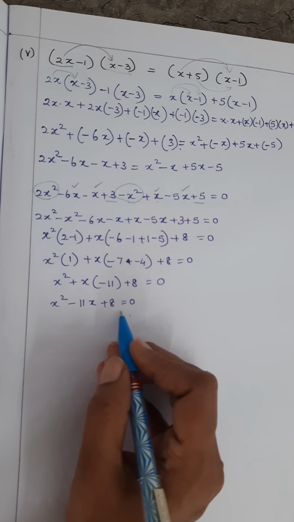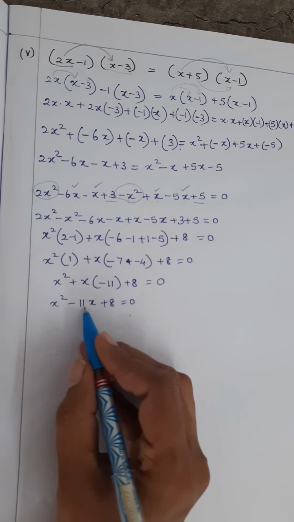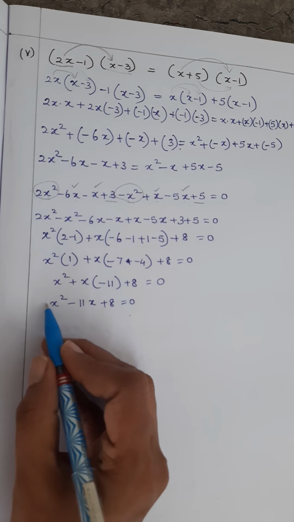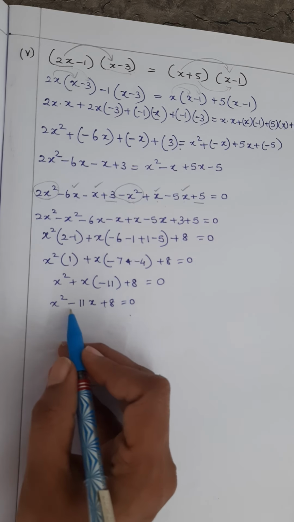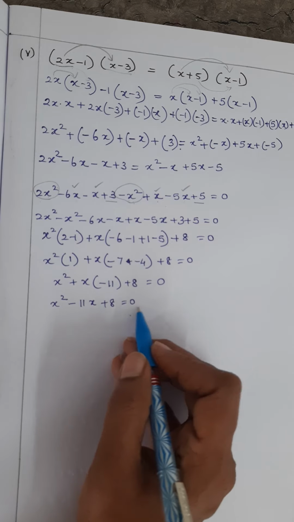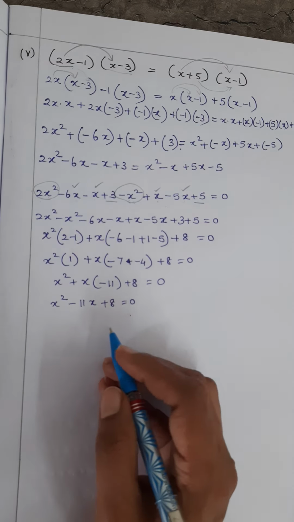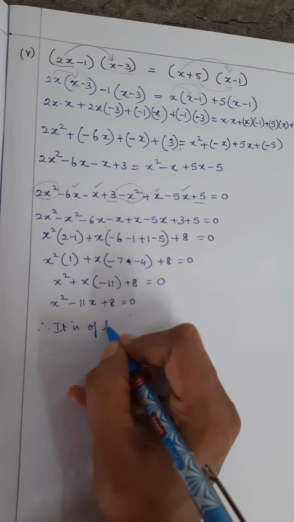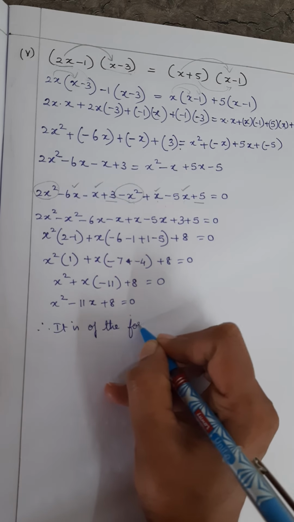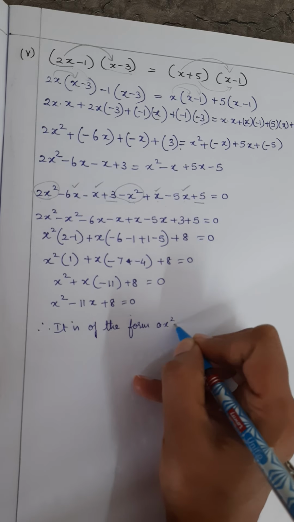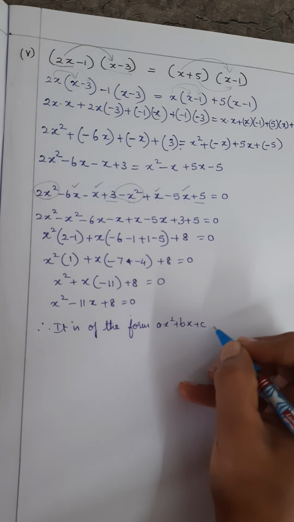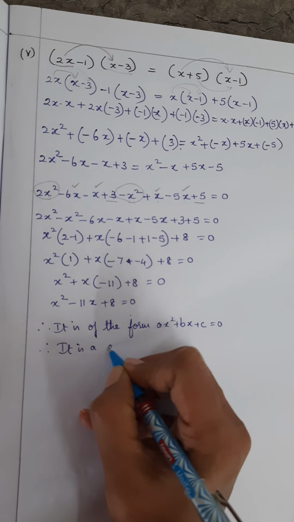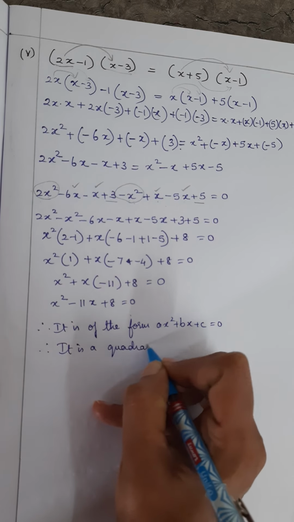Alright, now if you see here, this is of the form ax square plus bx plus c is equal to 0. Right, see, ax square, what is a? A is 1, plus bx, b is minus 11 and c is 8. Okay, so this is a quadratic equation. So how can we write? Therefore, it is of the form ax square plus bx plus c is equal to 0. Therefore, it is a quadratic equation.